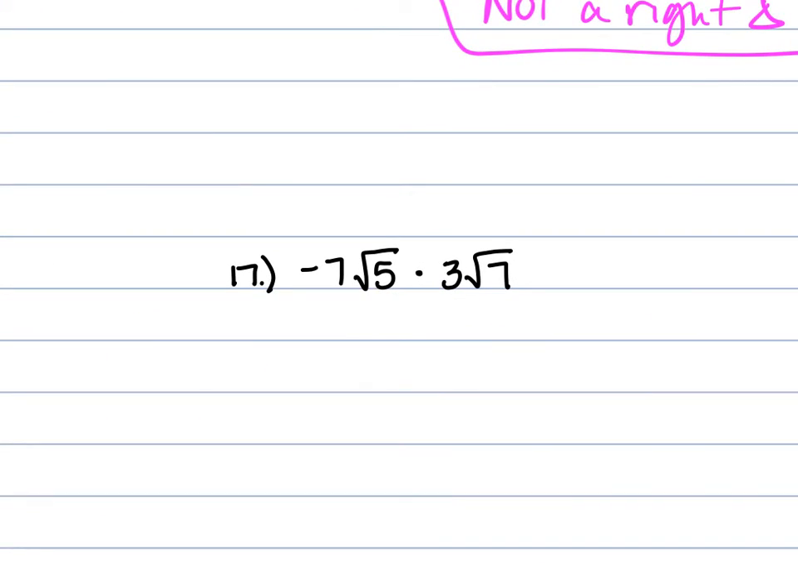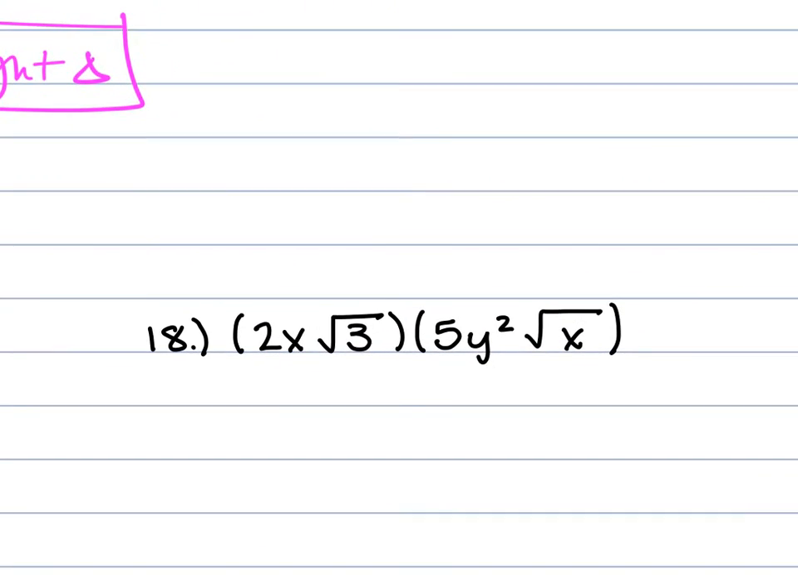For 17, we have a negative 7 square root 5 times 3 square root 7. So negative 7 times 3 is negative 21. The square root of 5 times the square root of 7 is the square root of 35. So negative 21 square root of 35. Again, if you could simplify that square root, you would, but in this case, the 35 only has factors of 5 and 7, which do not pair up with another 5 or another 7. So it's going to stay the square root of 35.